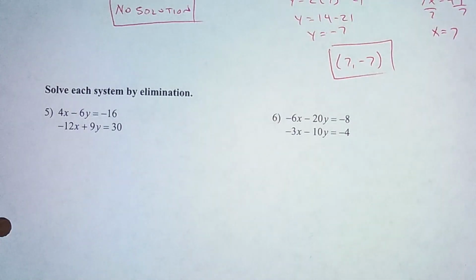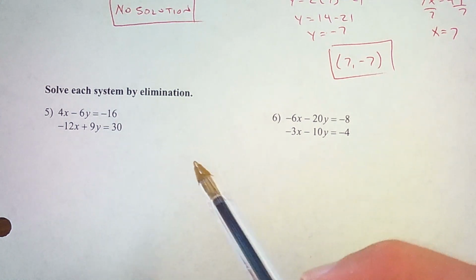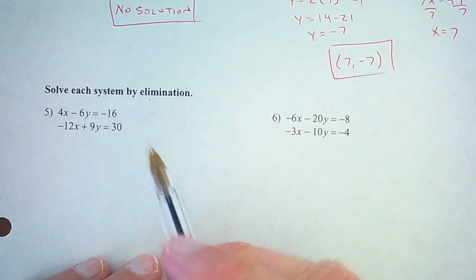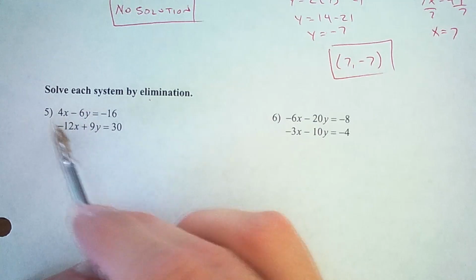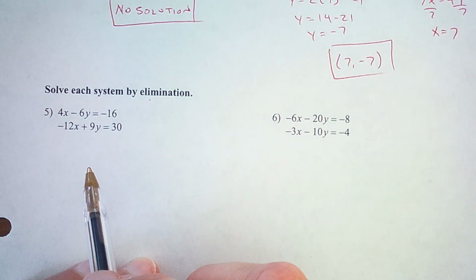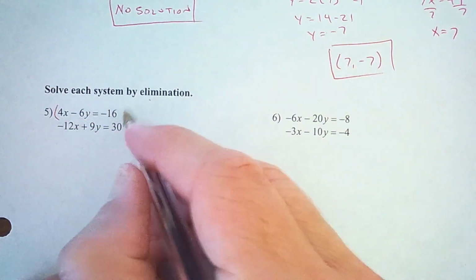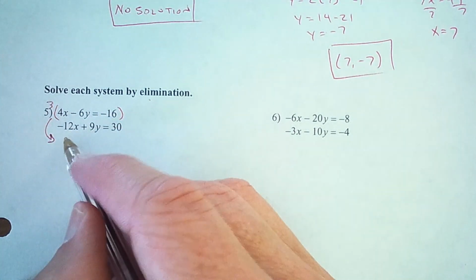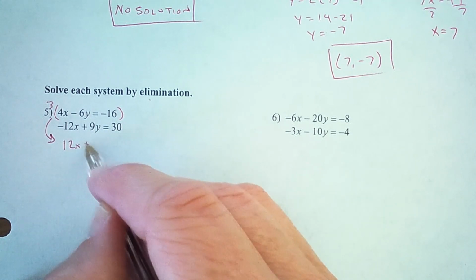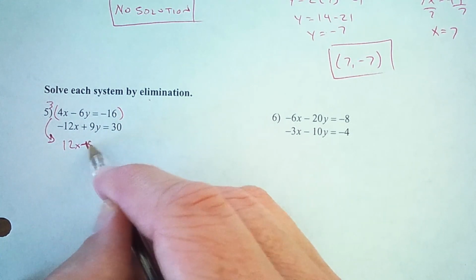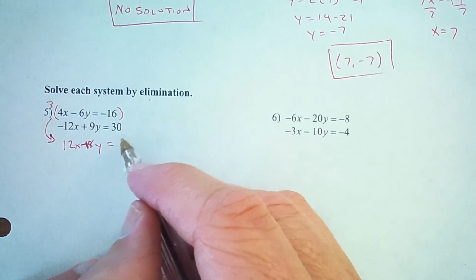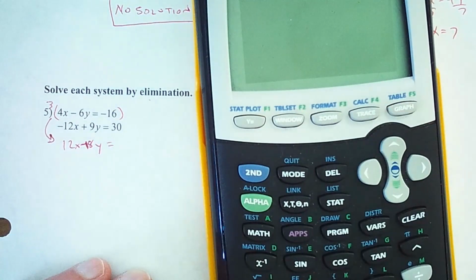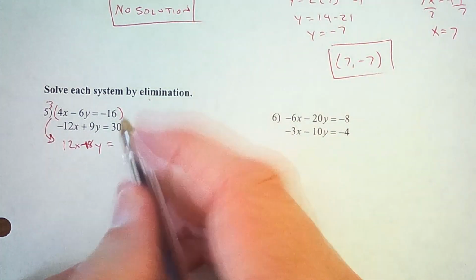In the final video for this 2x2 systems review, we will solve 2x2 systems by elimination. In this case, I think the easiest variable to eliminate is going to be x, and I can accomplish that by multiplying this equation by 3, and I'll bring it down here and get 12x minus 18y equals negative 16 times 3, which is negative 48.